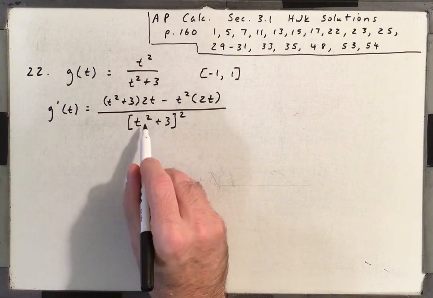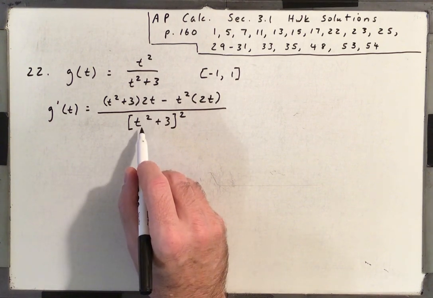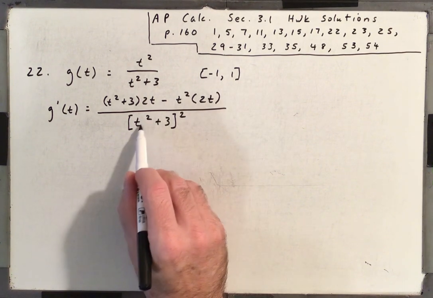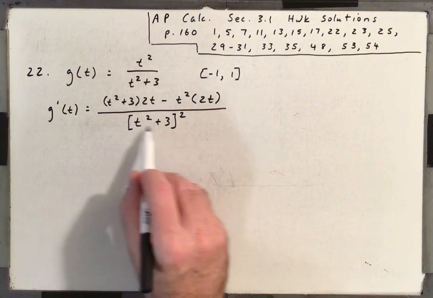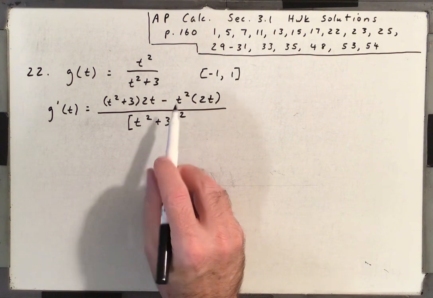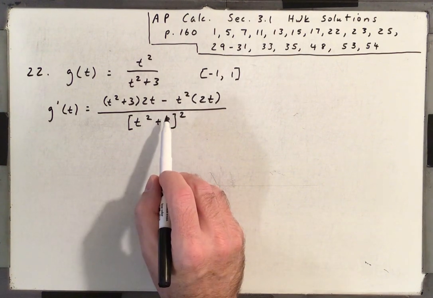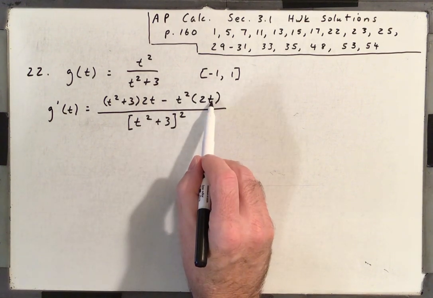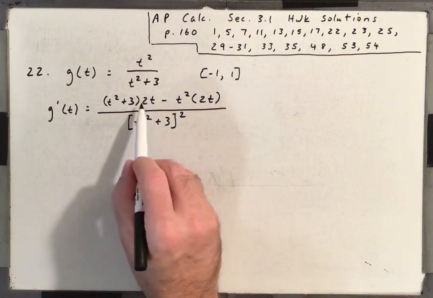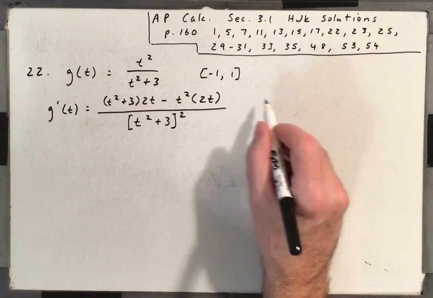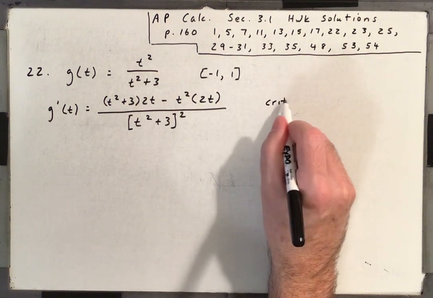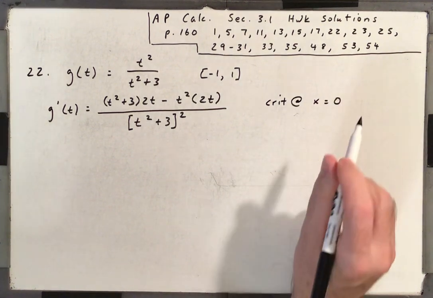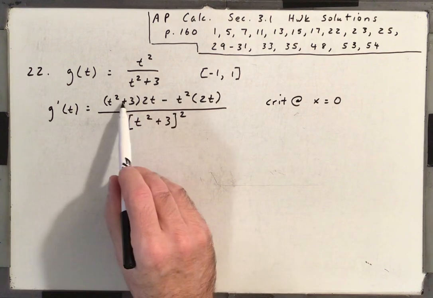Okay, so the bottom will never be 0. So it's only where the top is 0. Because it's squared, no matter what you put in, you add 3 and you square it, the bottom's never going to be 0. The top is going to be 0 at 0. When you plug a 0 in for this t and this t, you have a 0 there. So we have a critical point at x equals 0. So we only really care about the numerator.